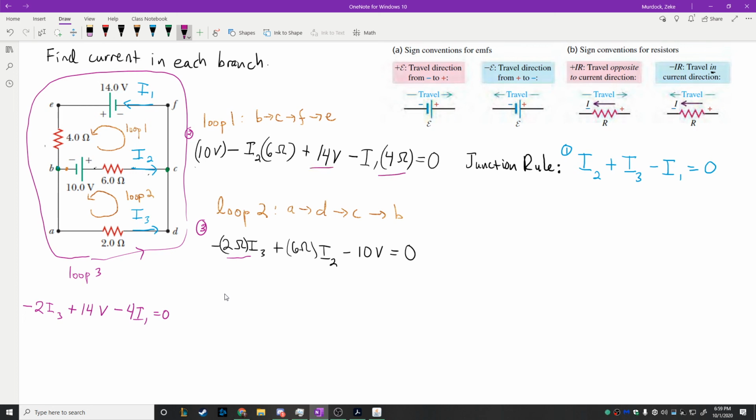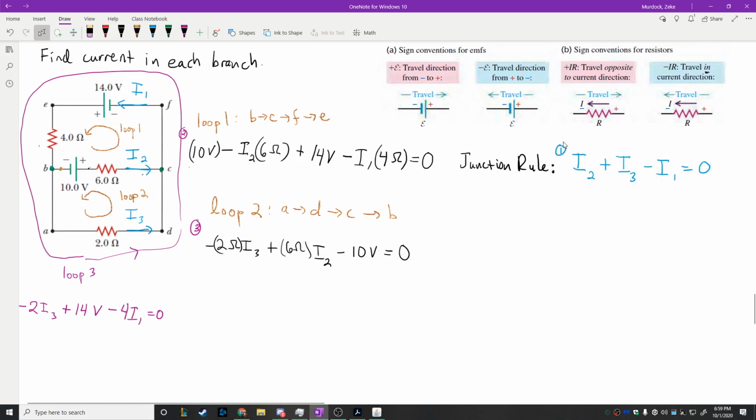So what does that mean? What does that mean? If I have 2 equations, loop 1 and loop 2 equations, right? And I have a third equation that happens to be equal to the sum of the other 2, can I use these 3 equations to solve for my currents? As in, can I avoid using the junction rule? Can I just use this, this, and this together? Do y'all know the answer to that question?